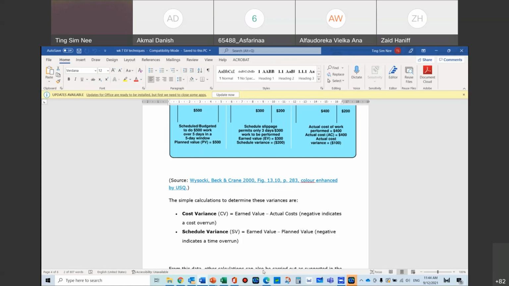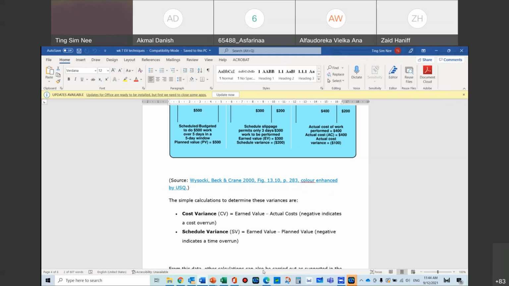Your AC is, how much should I say just now? I forgot already. Can somebody remind me? And then your EV is 4 million. Okay, so then you punch the numbers in, and then you do your calculation. Then you tell me whether it's negative or positive, and what does negative mean, what does positive mean. Okay, so that is one way of approaching the kind of questions that you get for the EV technique.